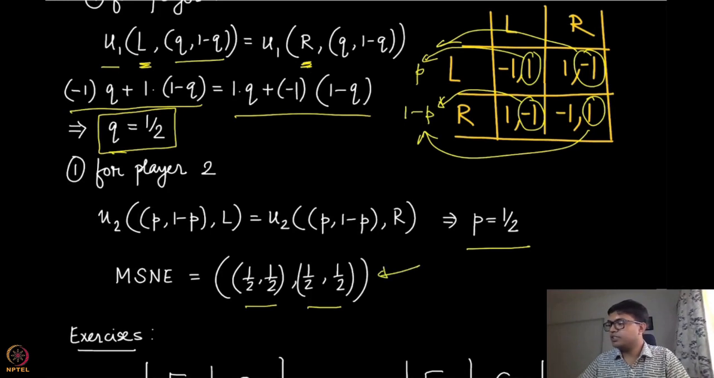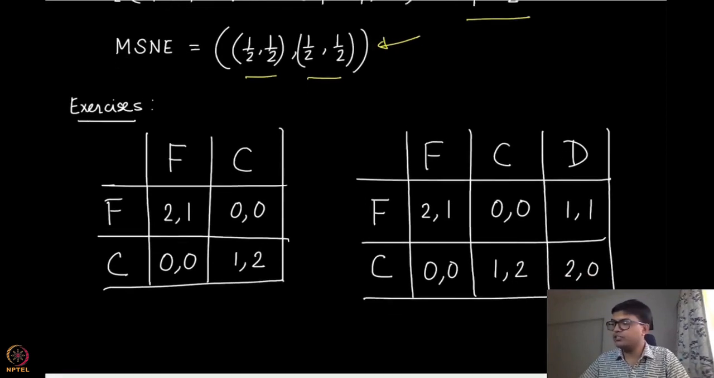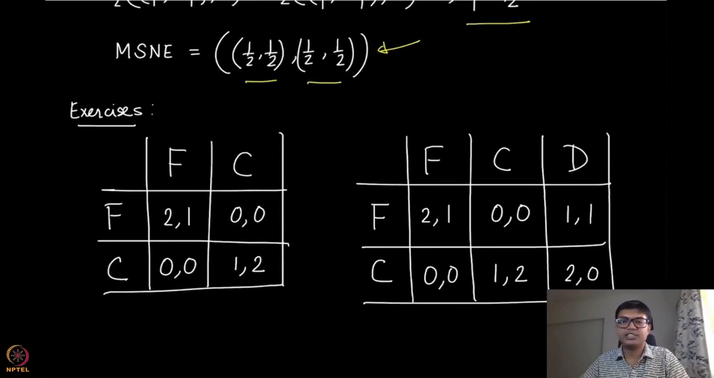So for your own understanding of how you are actually finding the mixed strategy Nash equilibrium, let me give you two games and ask you to find the mixed strategy Nash equilibrium as an exercise. These games we have seen earlier. This is a game of football and cricket. There were two friends. One of them liked football more than cricket, and the other player liked cricket more than football. We have discussed that these games have pure strategy Nash equilibrium.